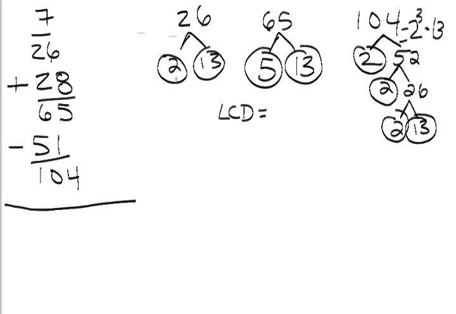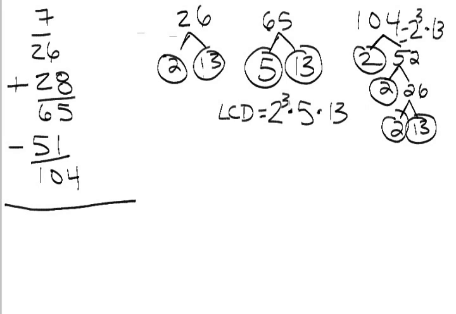So looking at 2's, 26 has 1, 65 has none, and 104 has 3. So the largest amount that any single factorization has is 2 to the third. So we will include 2 to the third. We only have one 5, so we'll include one 5. And for 13's, we have 1, 1, and 1, one in each factorization. So the largest amount of 13's that any single factorization has is 1. So we'll include one 13.